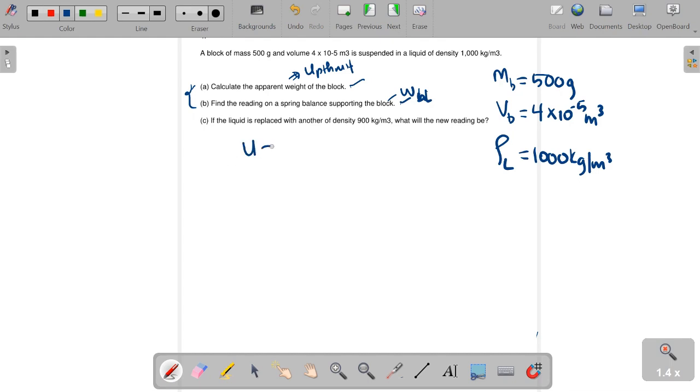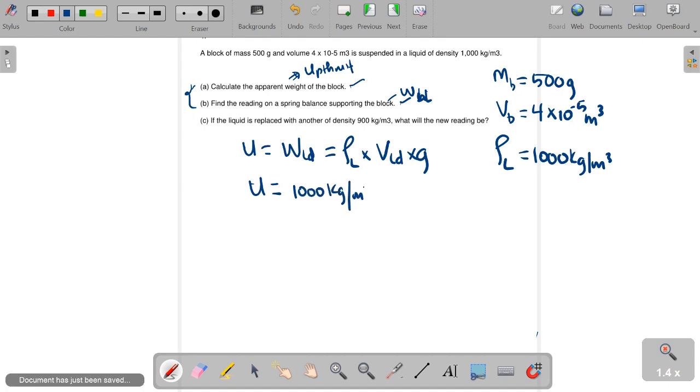What we know is upthrust is equal to the weight of the liquid displaced. And the weight of the liquid displaced is equal to the density of the liquid times the volume of liquid displaced times gravitational field strength. So the upthrust will be equal to the density of the liquid, 1000 kgs per cubic meter, multiplied by the volume of the liquid displaced. We assumed that this thing was fully immersed because it wasn't specified in the question. Without that, it would be impossible to solve it. If we assume that, the volume of the liquid displaced will be the same as the volume of the block.